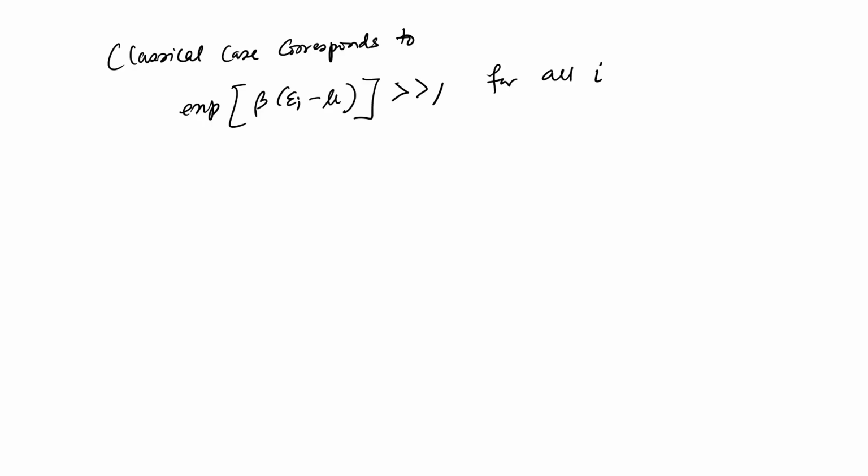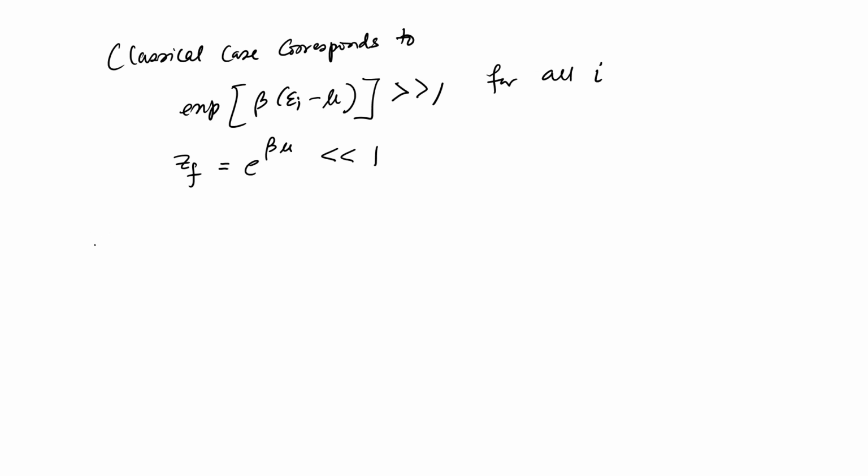So, this is naturally the limit for the classical case. That tells you that ZF, which is equal to exponential beta mu, should be much smaller than 1 for this classical case to occur. So, let us try to derive it.